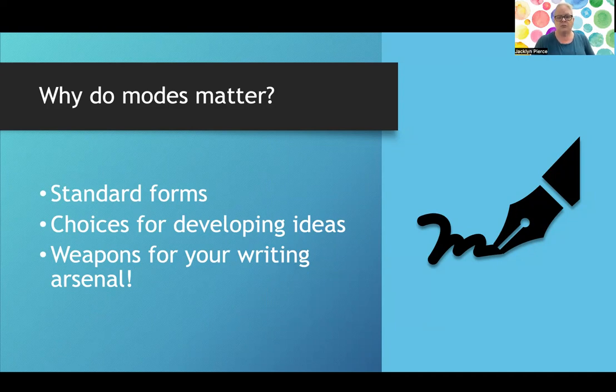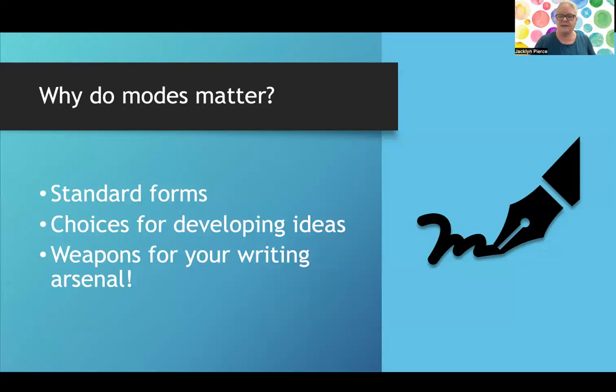Sometimes your writing for college will involve your professor saying, write an argumentative paper about X, Y, or Z, or compare and contrast, blah, blah. So sometimes those decisions are made for you. But other times you'll be told you need to write a paper for this class, and you will now have these different weapons for your writing arsenal.